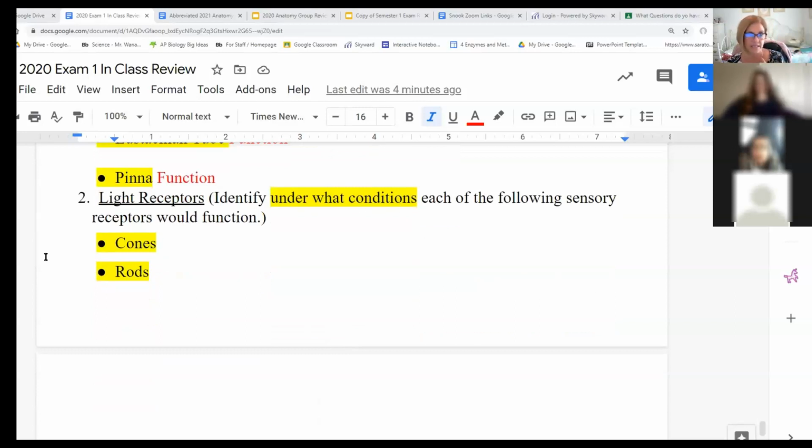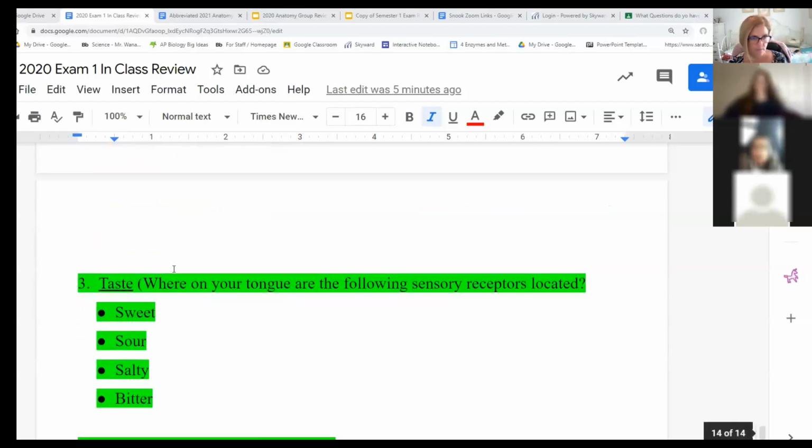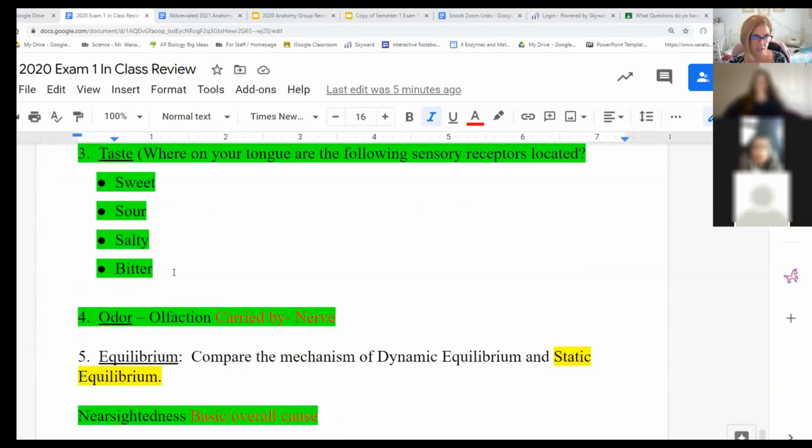So what I mean by conditions, cones are bright light and color. Rods are dim light and contrast. And then we didn't have taste or odor, so the only thing we have left is equilibrium, and the only one you need for the test is static equilibrium, which is in the vestibule. It's your position in space with respect to gravity.